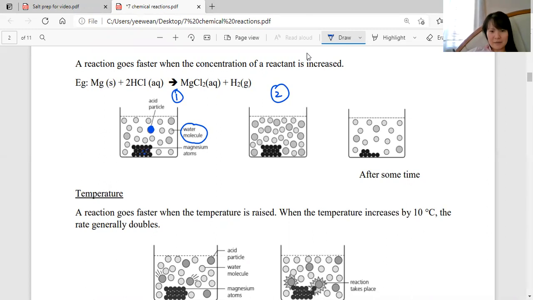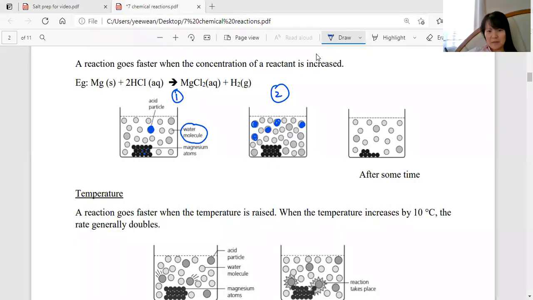And look at the second beaker here. There's a lot of these big particles, that's the acid particles. That represents a higher concentration of acid here. So when there's a higher concentration, there's a higher chance that they will collide with each other. There's more frequency of collision, more collisions per unit time. So in that case, it will increase the rate of reaction.